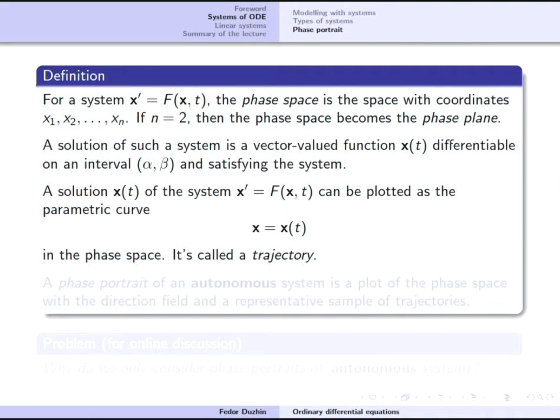But then if we forget about the time, so if we just plot the solution of the system in the space x1, x2, and so on, xn, so in the phase space, as a parametric curve, then it is called a trajectory. Notice that we are plotting in the n-dimensional phase space. We do not plot time, and then it is called a trajectory.